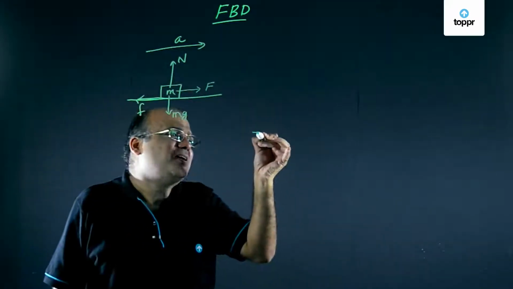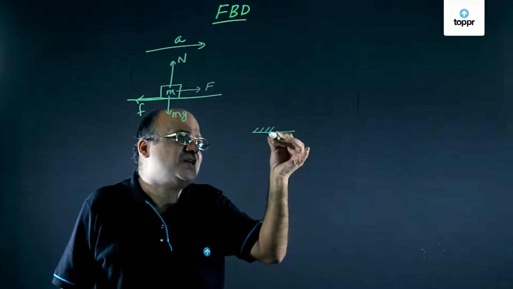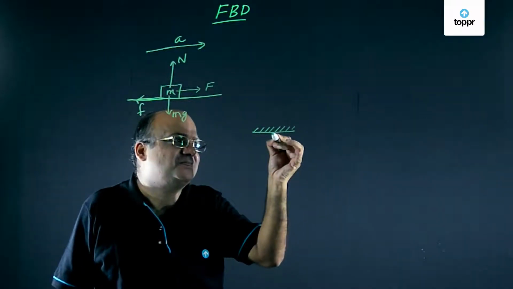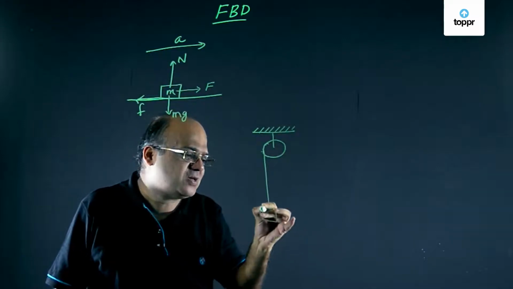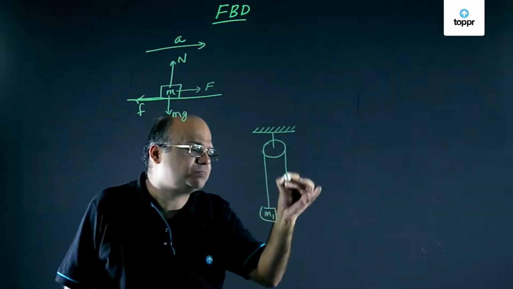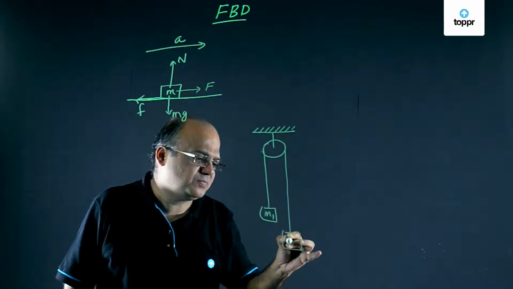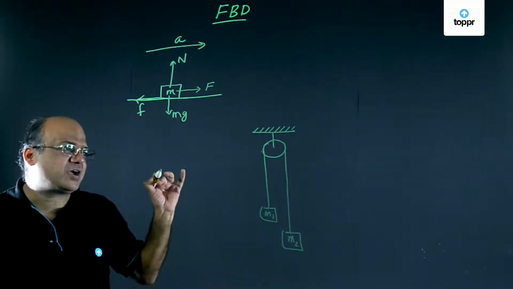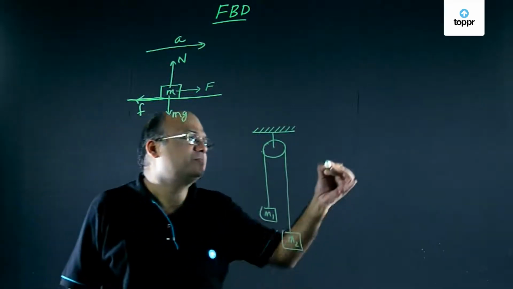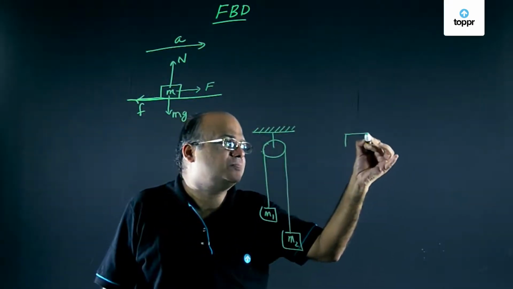Let us look at a simple Atwood machine that we discussed earlier. So this is a pulley here, mass M1 here, M2 here. Now we want to draw the free body diagram of M1. So we draw M1.